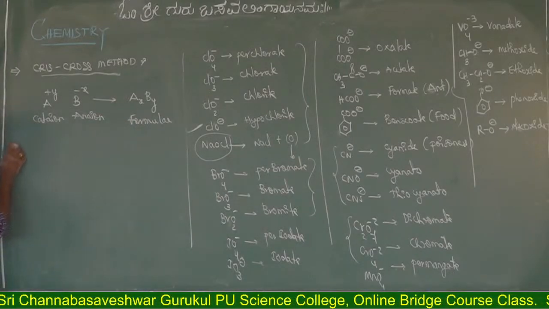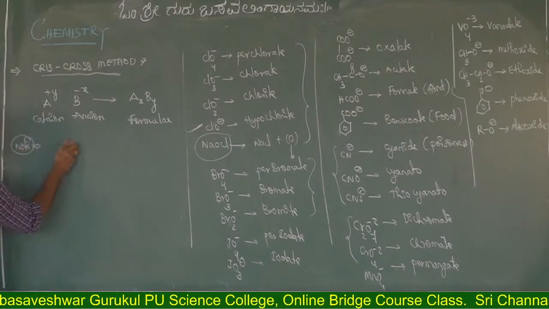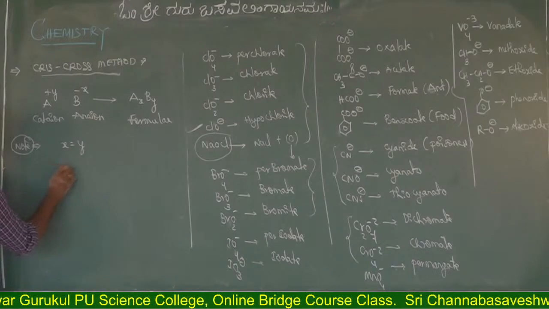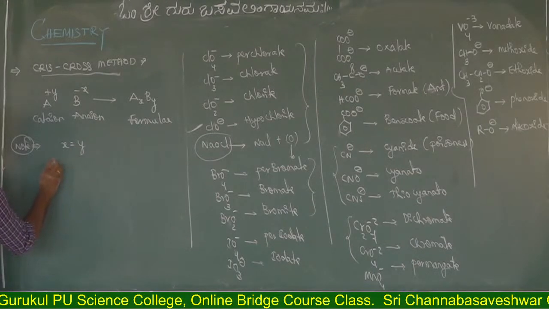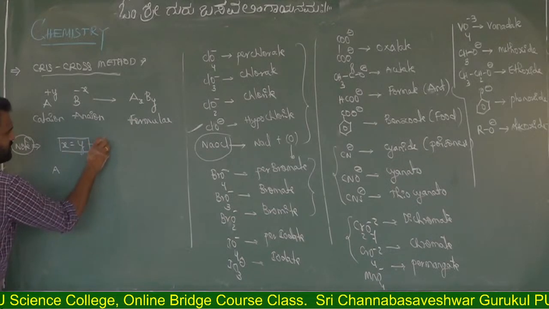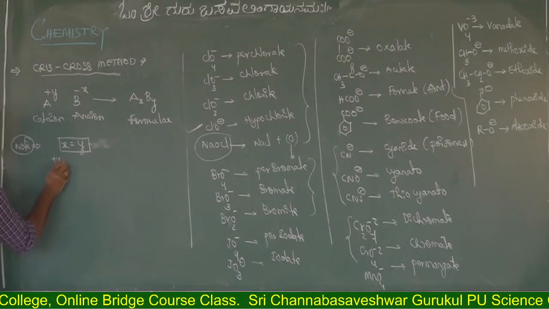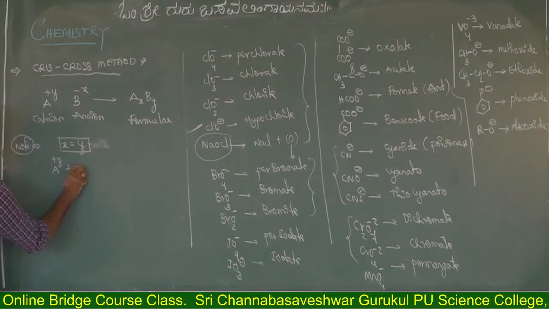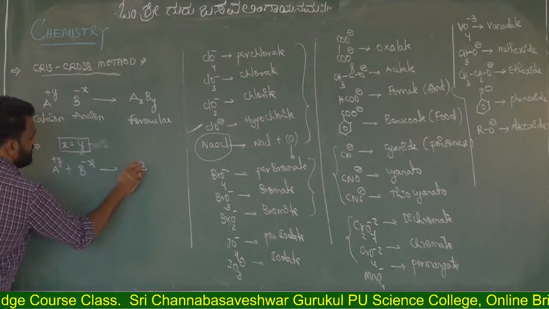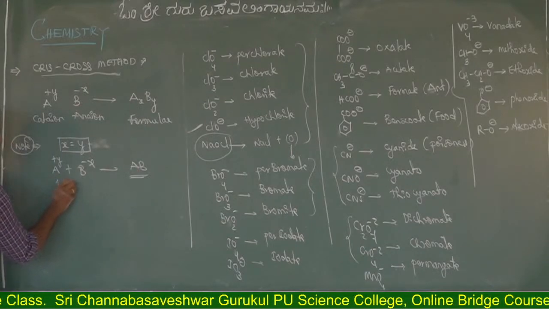Right, here let me take a note. When the X value is equal to the Y value, this is the condition. If X equals Y, then what can you write here? A^X+ and B^X-. From this, the resultant formula will be AB only. Just write AB, which means just write a 1:1 ratio.